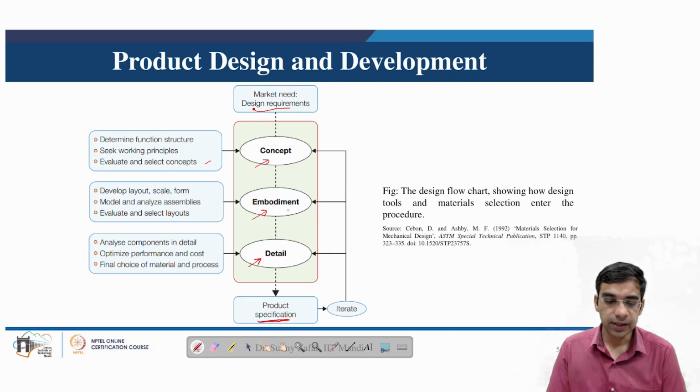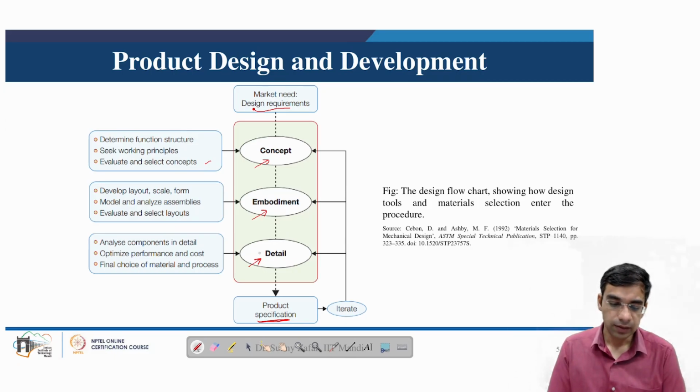In the embodiment stage, we look at development of layout, what will be the scale of the product, what will be the form of the product. We model and analyze the sub-assemblies from various aspects, say mechanical aspects, thermal aspects, aerodynamic aspects, and so on. We evaluate and select the layouts of different product or sub-product components.